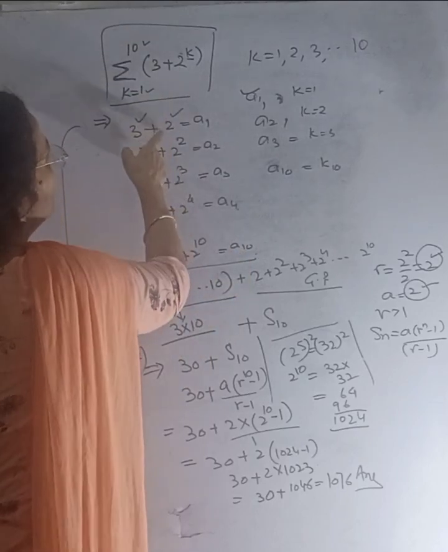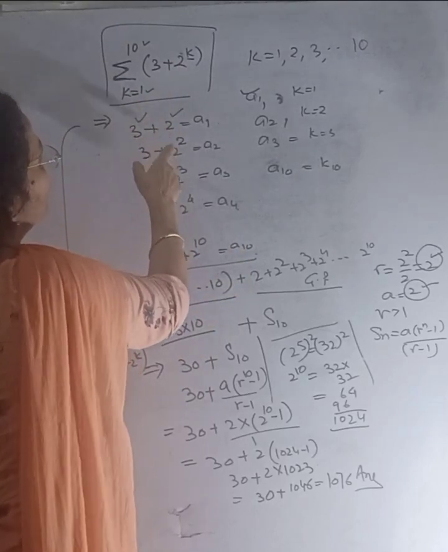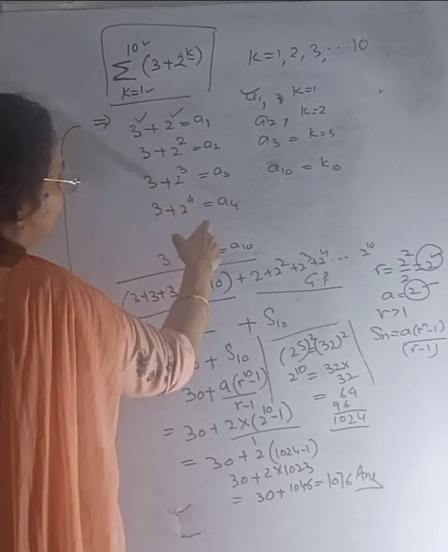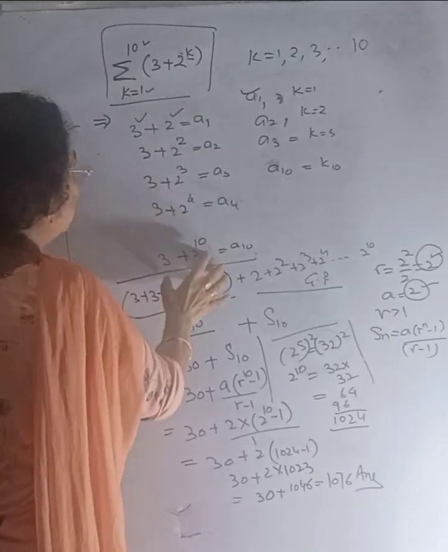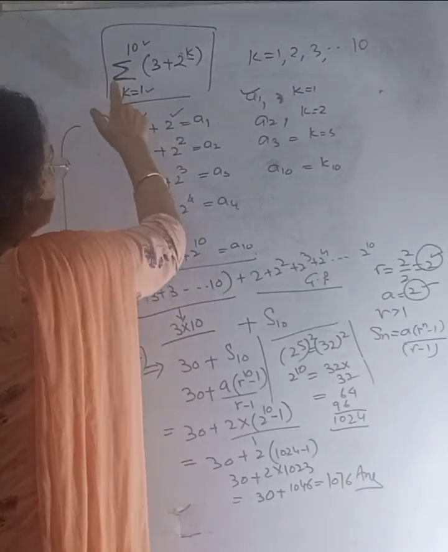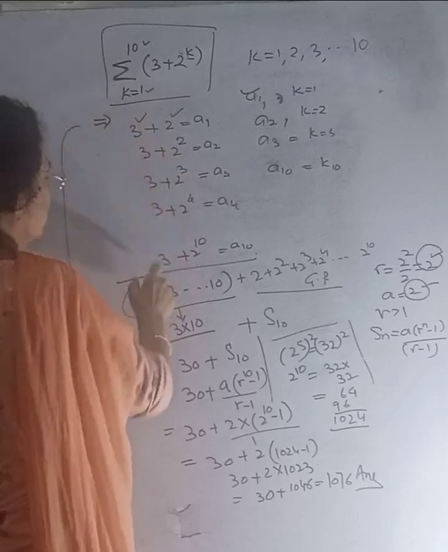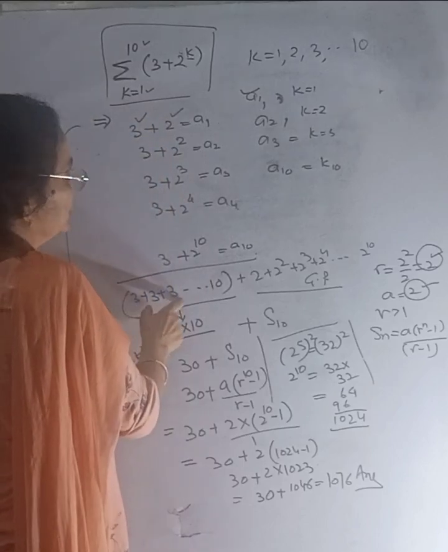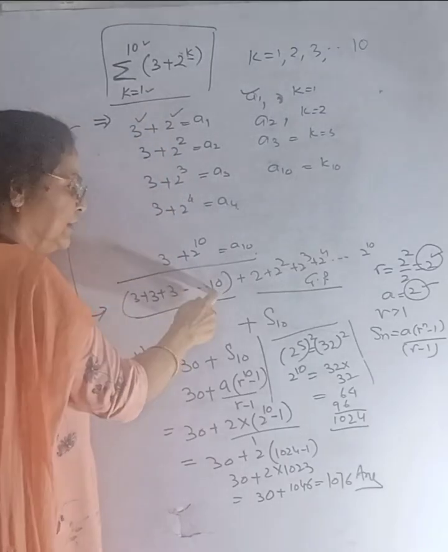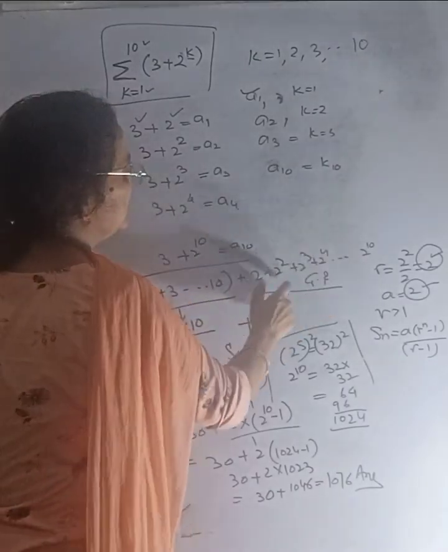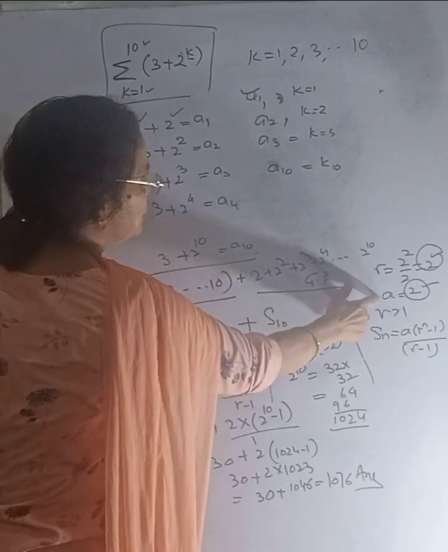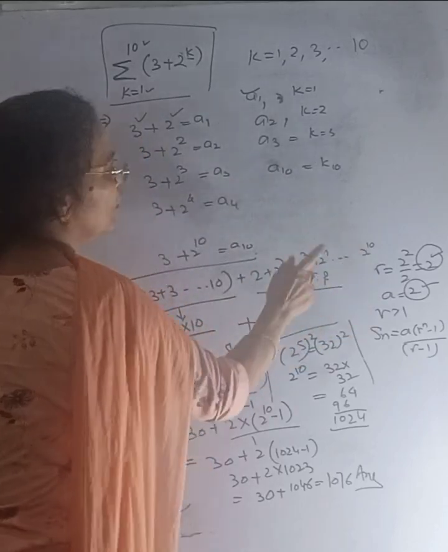The second portion is 2 to the power k. It means 2 to the power 1, 2 to the power 2, 2 to the power 3, 2 to the power 4, 2 to the power 5 and so on up to 10. If we add these, the first portion will come 10 times, that is equal to 30. This will be the form of a GP, in which a is equal to 2, r is equal to 2, and we have to find S10.